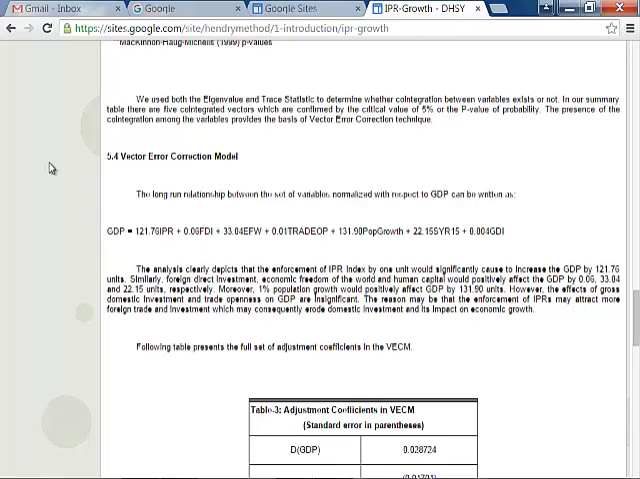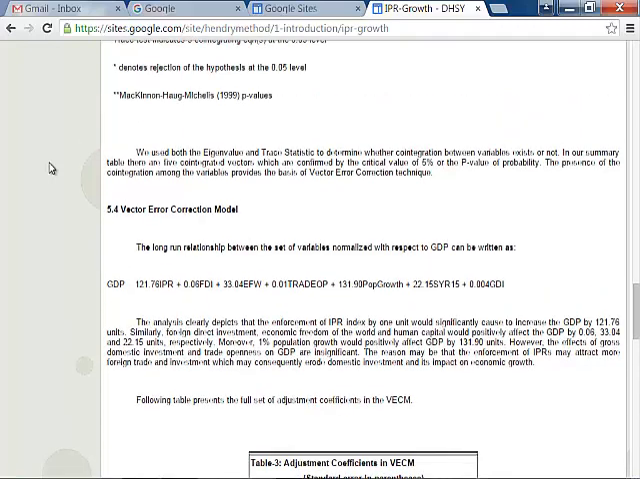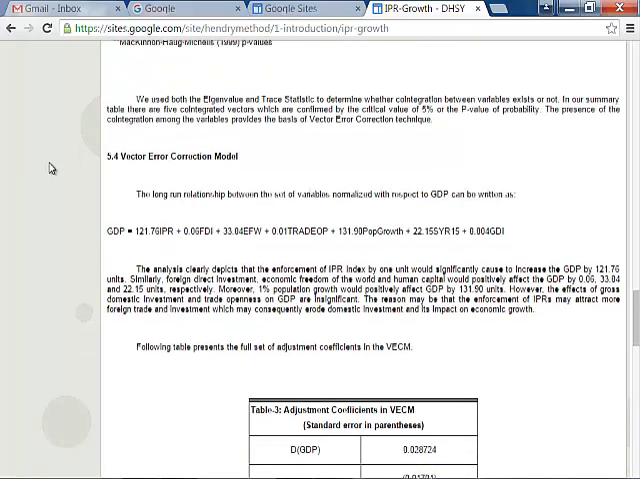GDP equals 121 times IPR plus 0.06 times FDI plus 33 times economic freedom, 0.01 times trade ratio, 131.9 times population growth and so on. So then he says the analysis clearly shows that the enforcement of IPR by one unit would significantly cause to increase GDP by 121 units. This is the coefficient, 121.